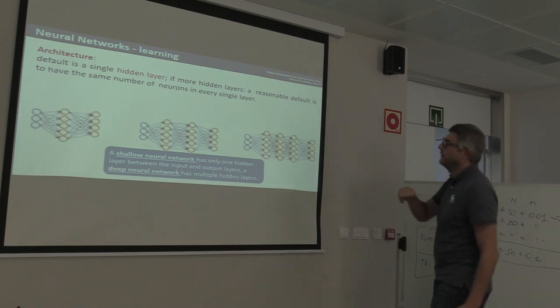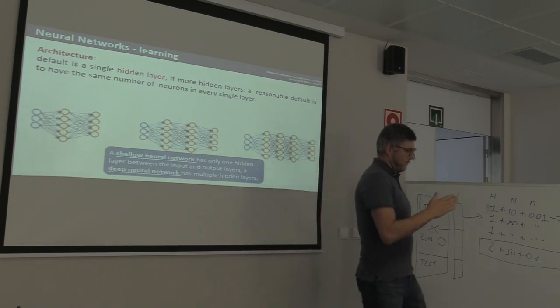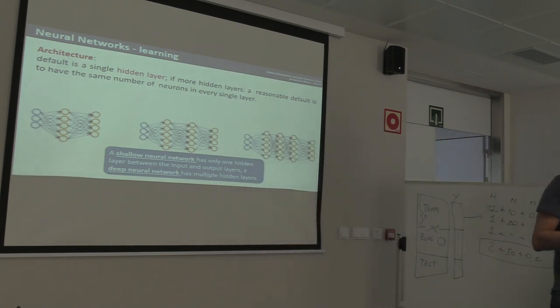Of course, the higher the number of hidden layers, the more complex your neural network is, and the higher the risk of overfitting. So usually one can start with a single hidden layer, which is the minimum, and then you see what happens.